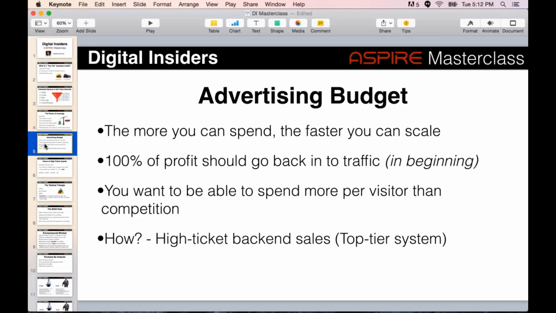If you try and take the money out and you don't put it back into more traffic, then you're not going to be able to scale at all. You're not going to be able to grow your business very quickly at all. So you can't look at the initial money that's coming out of your business as profit that goes into your pocket. That's money that should go back into the business to generate more leads, more customers, and ultimately more sales.